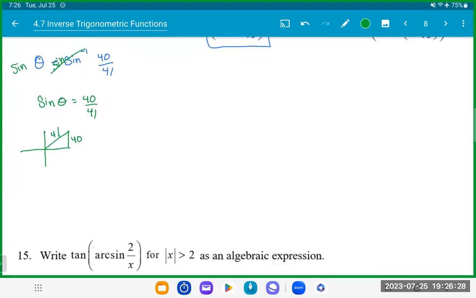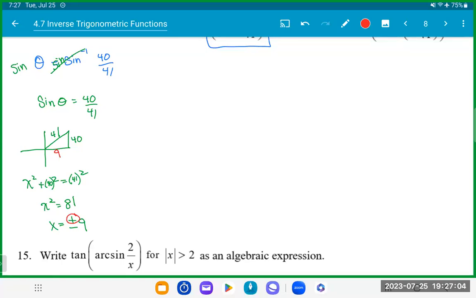So I can calculate this, right? I could say x squared plus y squared equals r squared. Well, my y is 40. My r is 41. So that gives me x squared is equal to 81. So x equals plus or minus 9. We're in the first quadrant, so we choose the positive, and so we've calculated our x value to be 9.